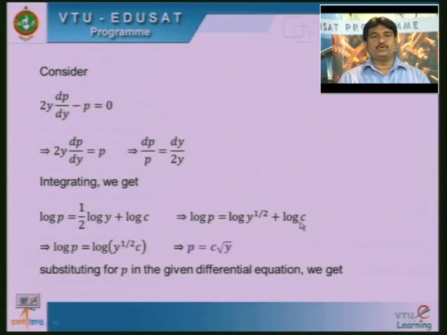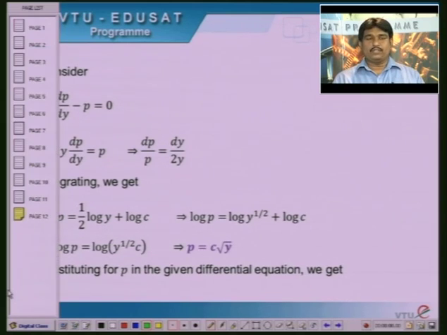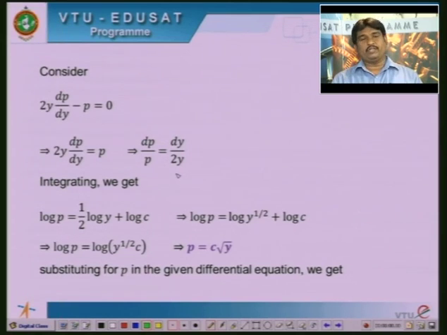Consider 2y into dp by dy minus p equals 0. That implies 2y into dp by dy equals p. You can solve this by the variable separable technique. It is dp by p equals dy by 2y. Integrate it. The integration of 1 by p is log p, that equals half times the integration of 1 by y, which is log y, plus some constant of integration, which is log c here.